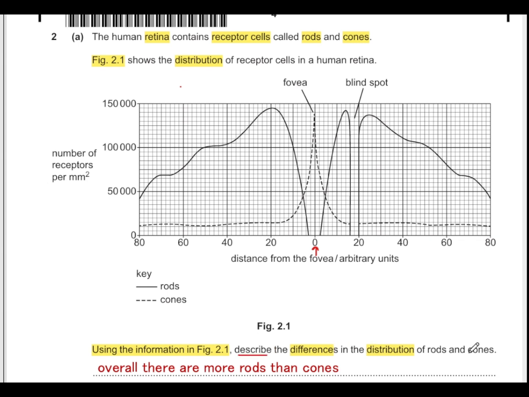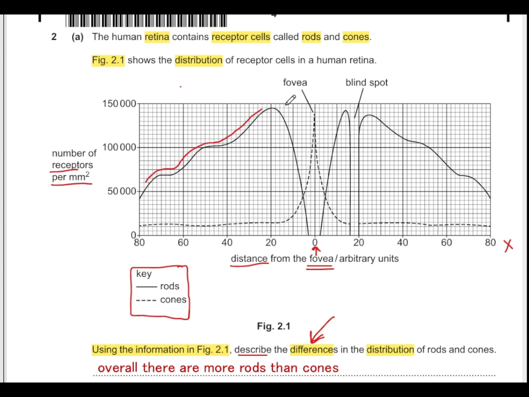So if we look at the graph here, the x-axis shows the distance from the fovea, where the fovea is 0 arbitrary units, and the y-axis shows the number of receptors per millimeter square. The key shows that rods are shown by the regular solid line and cones by the dotted line. Since we have to focus on the distribution and the differences, let's first look at the rods. What we see is this solid line on the entire graph.